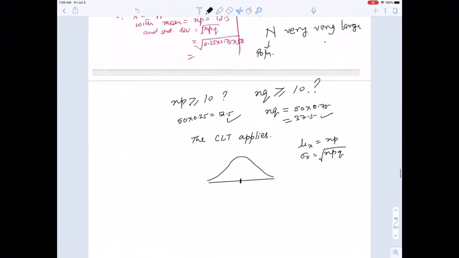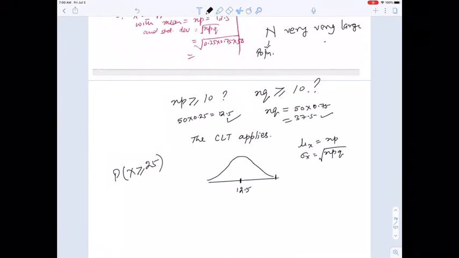So can we find the mean? Mean is np, which is 12.5. Our question was X is greater than or equal to 25. So 25 would be somewhere here on this curve, and more than this is the area we want to find out.